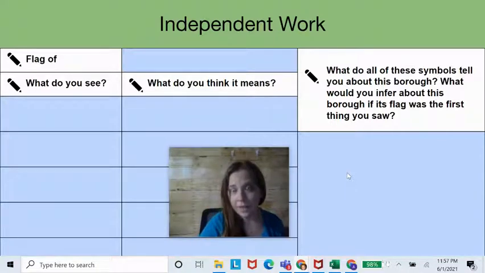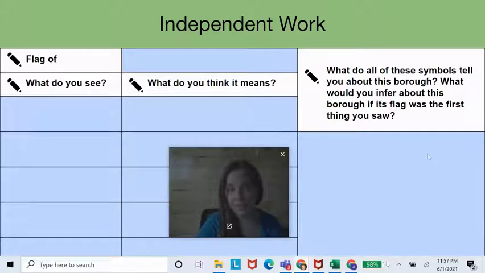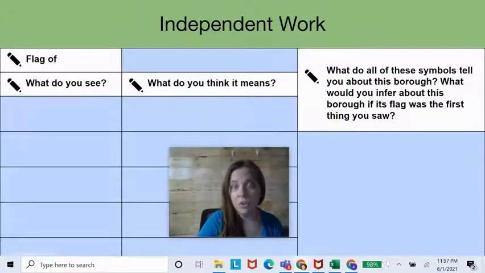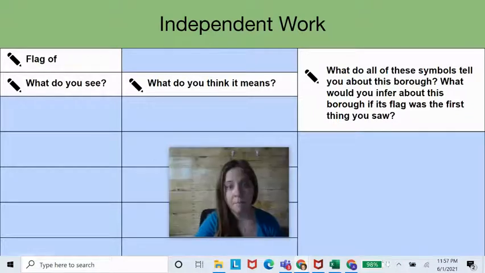I can't wait to see all the great things that you come up with and you notice and you make connections with, my friends. And I want to see what you think the symbols tell you about that borough.